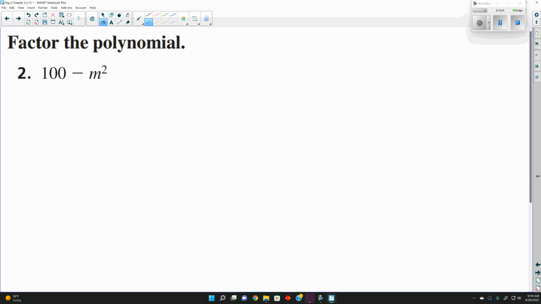So if we look at this one here, is 100 a perfect square? 10 and 10. Is m squared a perfect square? Well, yeah, m and m. So how would we write this? So what number came first? 100. So what number will go first? 10, because 10 and 10, yes? So we would say 10, and then what? Plus m and 10 minus m.